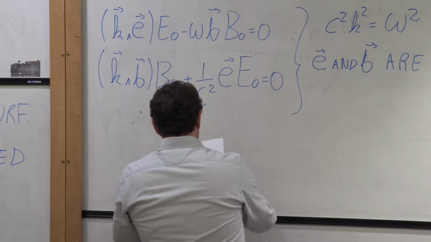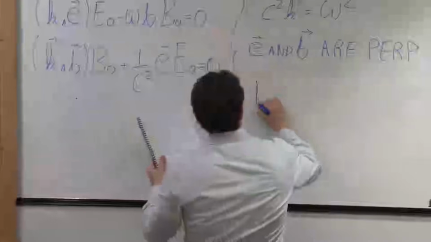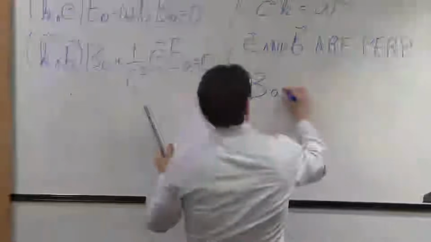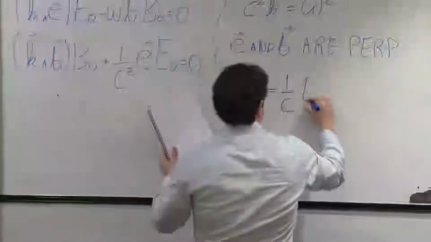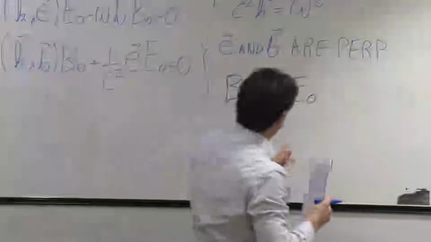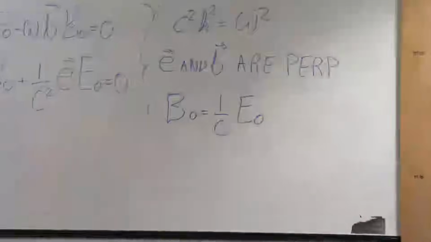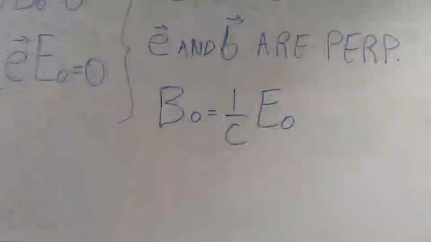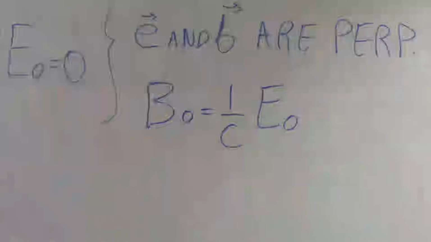And in addition, B0 is 1 over c E0. So the magnitude of the electric and magnetic field are related by the inverse of the propagation speed. Okay?